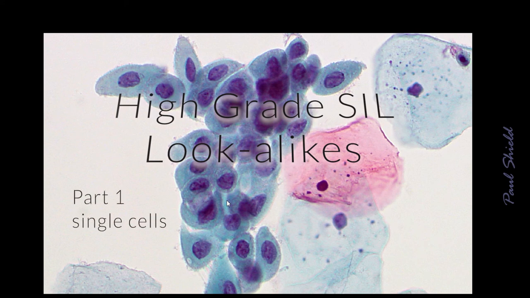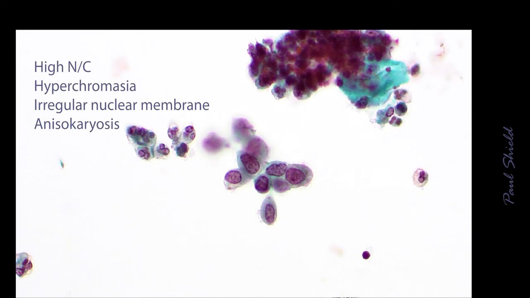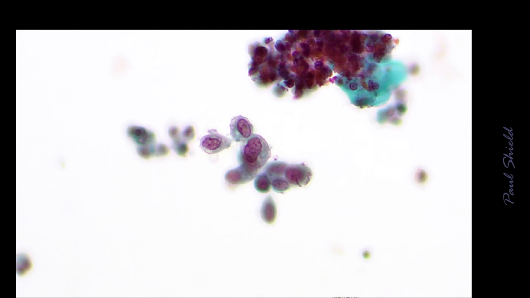Hi everyone, it's Paul. In this clip I want to look at lookalikes for high-grade HSIL, and in this part we're going to look at single cells that look like HSIL. Just reminding you what HSIL looks like. So we have a high NC ratio, irregular outline to the nucleus, hyperchromasia, and a very high NC ratio.